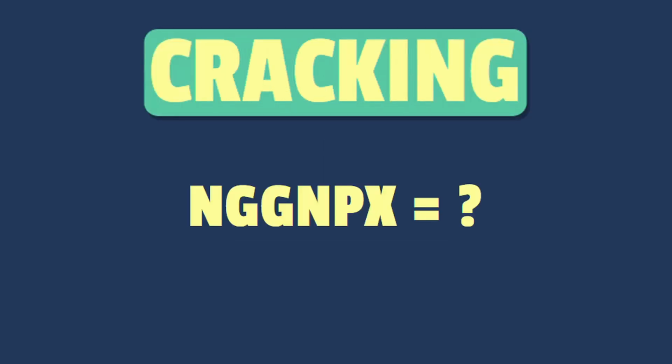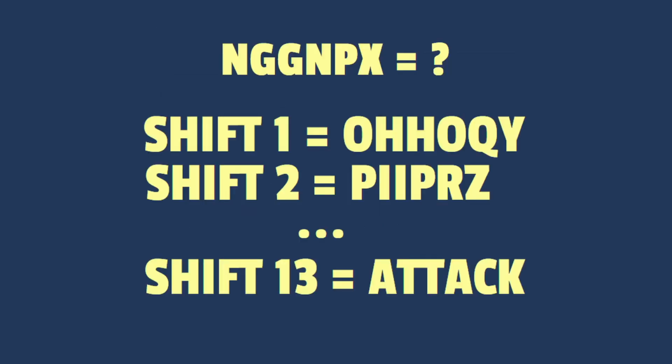If you have knowledge that your message is a Caesar cipher, the easiest way to crack it is to try all possible shifts because there are only 25. You can see here that the ciphertext becomes a real word after 13 shifts.